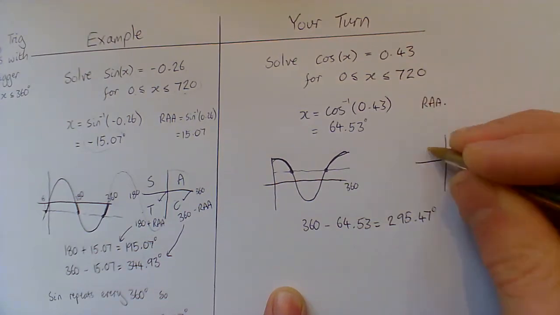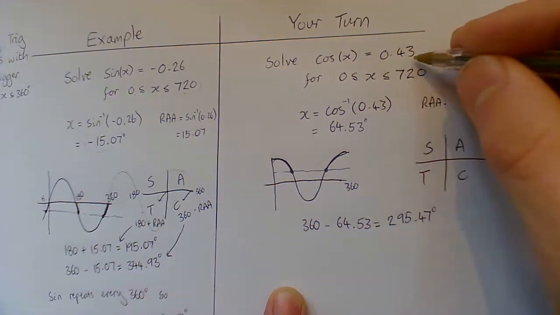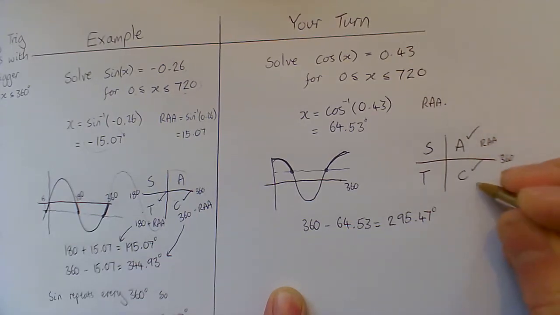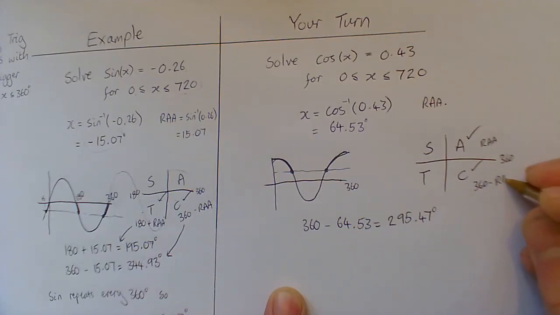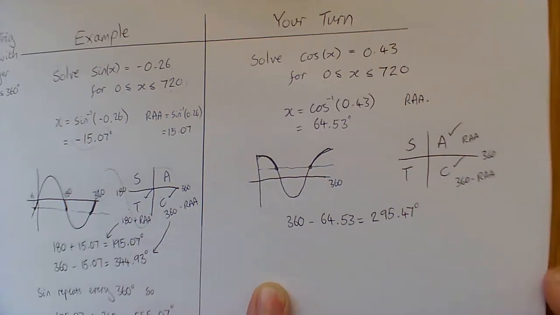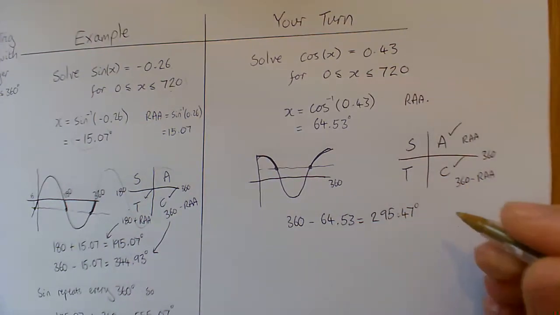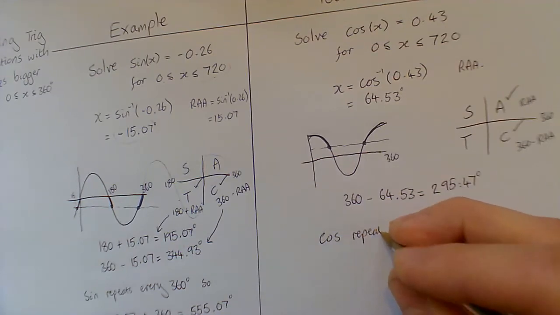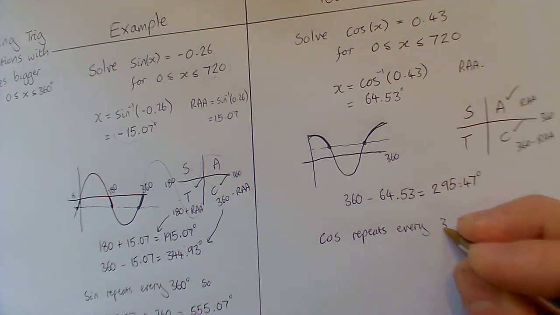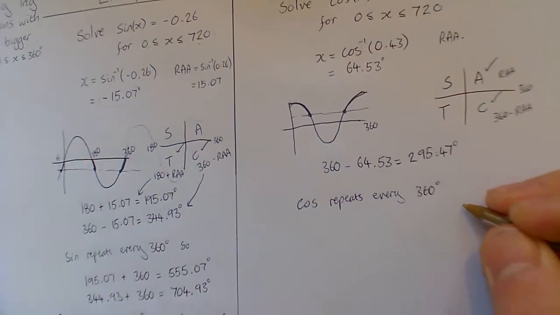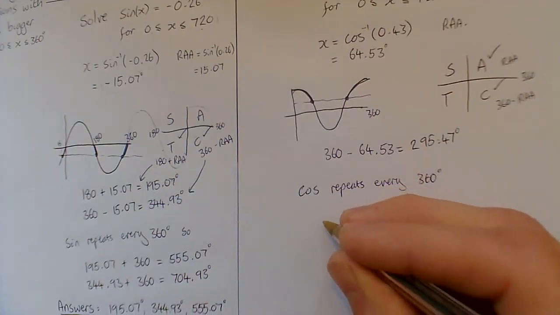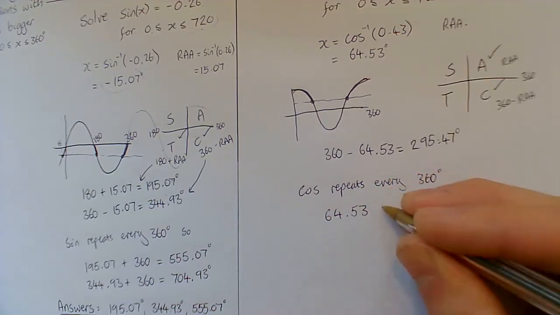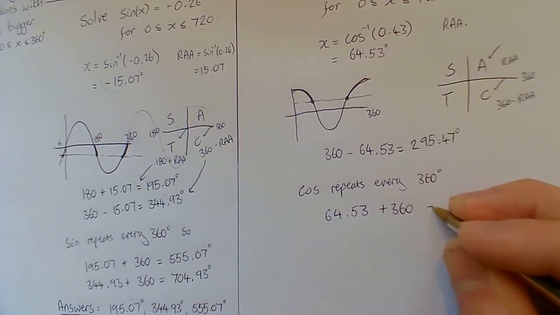CAST gives us the same answer. Where is cos positive? Well, it's positive here and here. This is 360. This one's a relative acute angle. Down here we have 360 minus our relative acute angle. So that gives us our other one exactly the same as this. Now cos also repeats every 360 degrees. And given that cos repeats every 360 degrees, we do exactly the same as we did last time. We take our angles, so 64.53, and we add on another 360 degrees to get another answer.